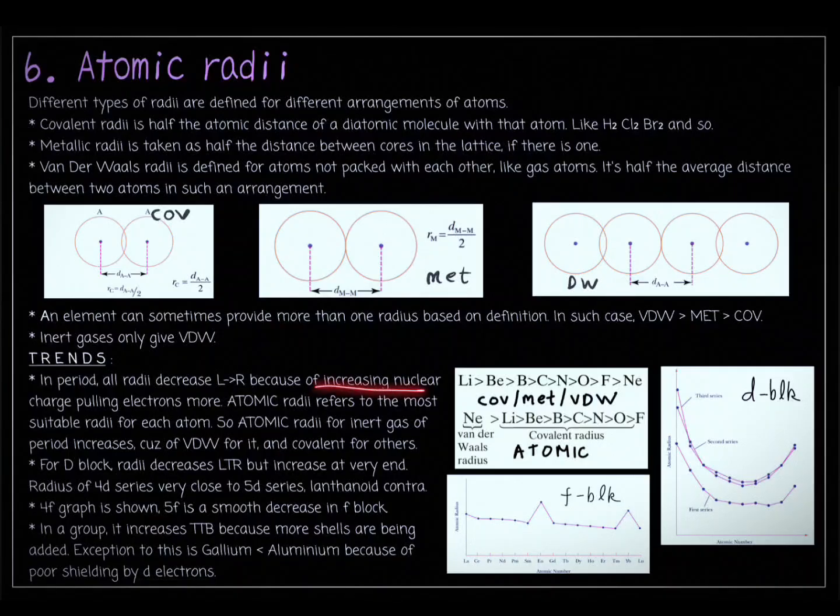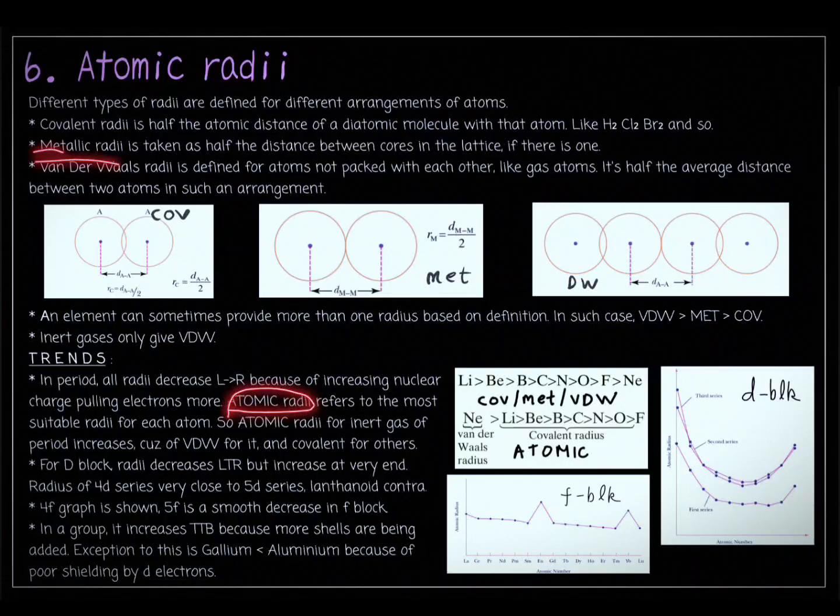Why so? Because of increasing nuclear charge. With every step you take towards the right, the nuclear charge is increasing, which pulls electrons with more force. The increasing nuclear charge overpowers the addition of a new electron as well, and that's why the radius usually decreases from left to right. And what is atomic radii?